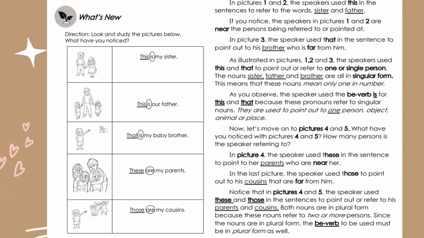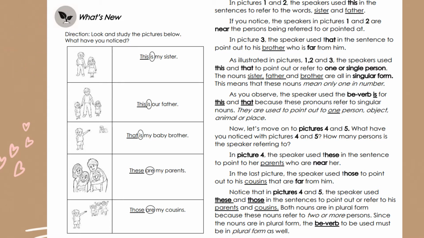In pictures 1 and 2, the speakers used this in the sentences to refer to the words sister and father. If you notice, the speakers in picture 1 and 2 are near the persons being referred to or pointed at. In picture 3, the speaker used that in the sentence to point out to his brother who is far from him. As illustrated in pictures 1, 2, and 3, the speakers use this and that to point out or refer to one or a single person.